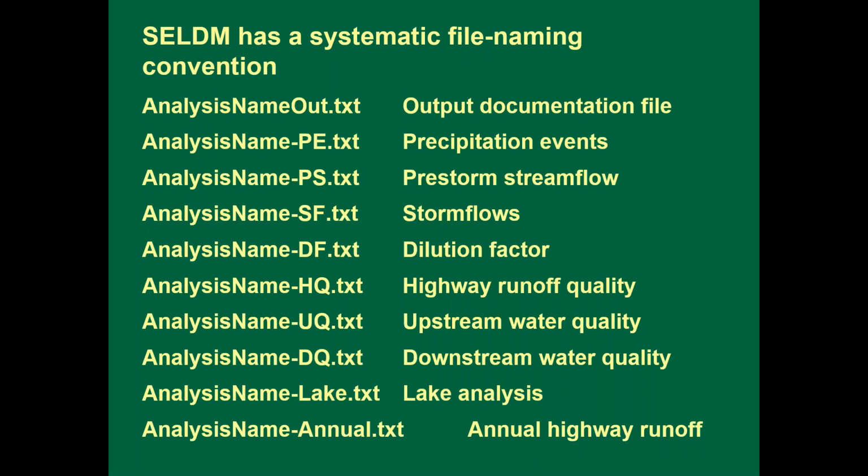So when SELDM runs, it creates a systematic file naming convention. For all the files that come out, the prefix will be the analysis name with any weird characters taken out. And then the out.txt file is the output documentation. The -PE is precipitation events. -PS is pre-storm streamflow. -SF is storm flows. -DF is dilution factors. -HQ is highway runoff quality. -UQ is upstream water quality.